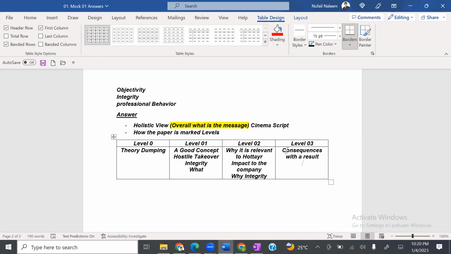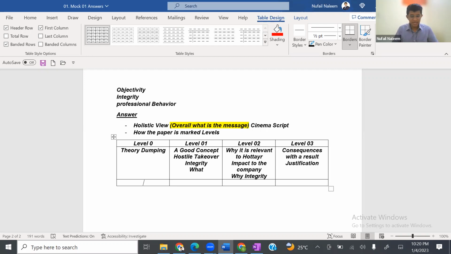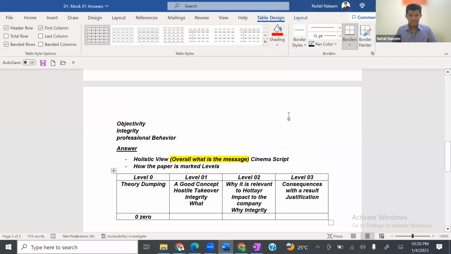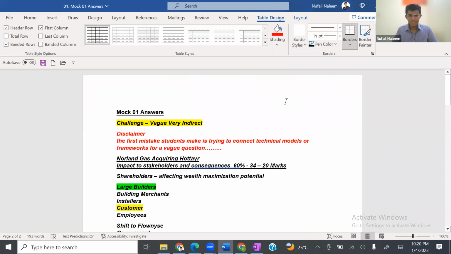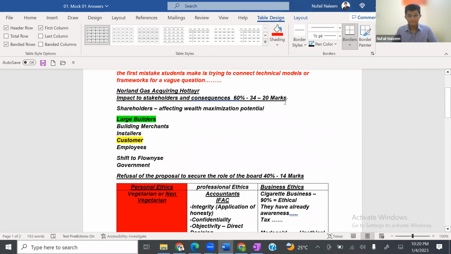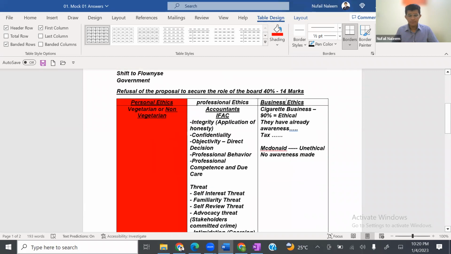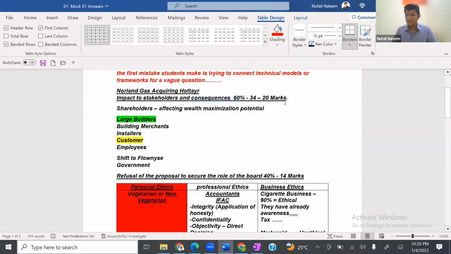So this is the justification at the end. You need to justify your answers. So students, don't worry, I'll connect it more in detail and show. So in marking, for just theory dumping, you get 0. For writing a basic concept, okay, now let's assume question number 1, 20 marks.